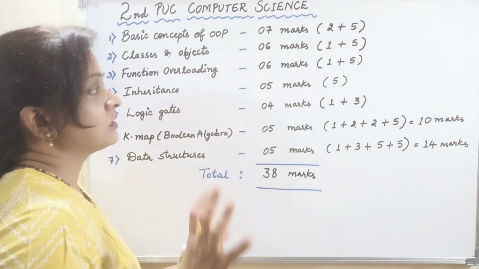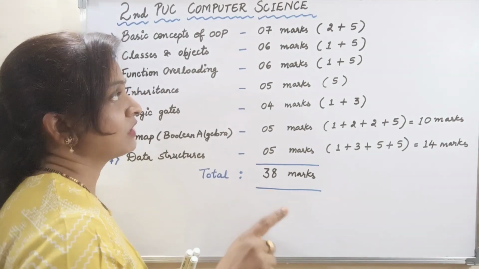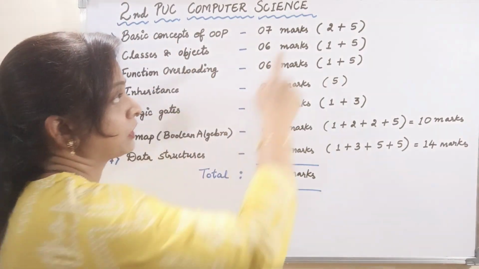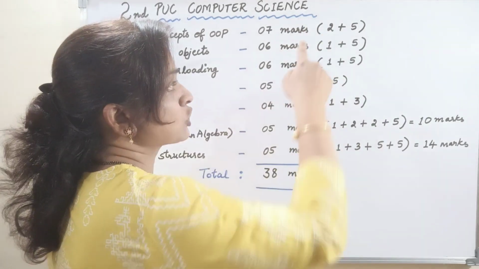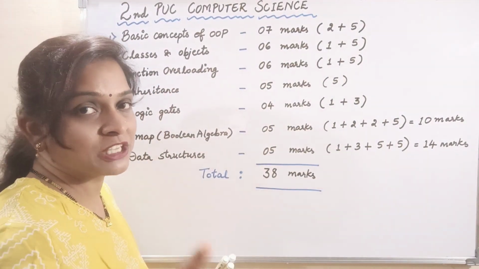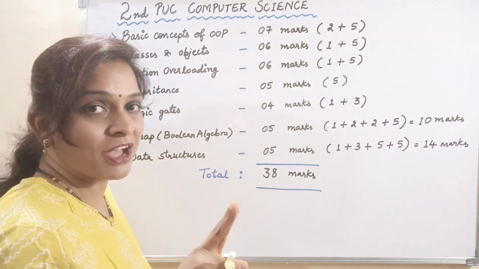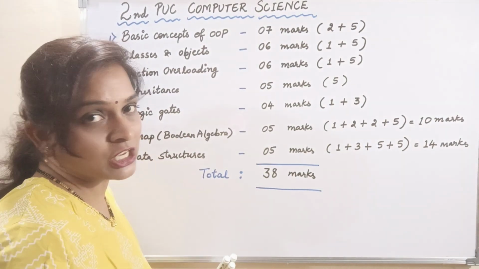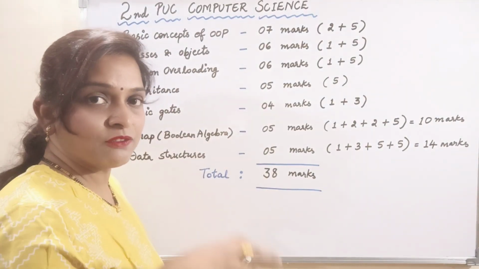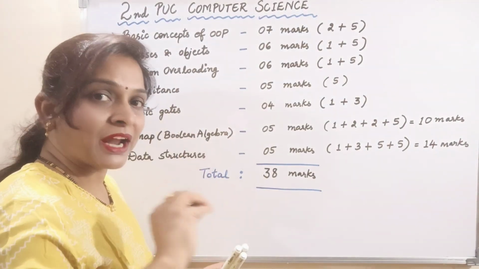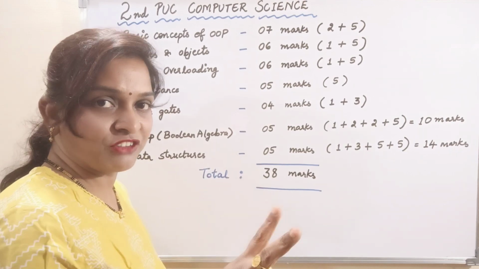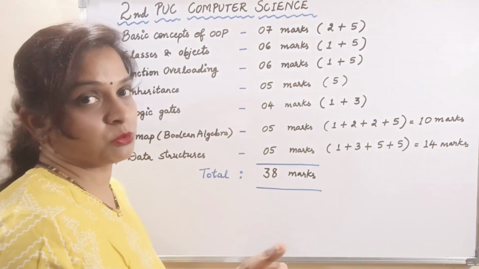The first chapter that you need to read, which will have 7 marks, is basic concepts of object-oriented programming. So you will have one question of 2 marks and one question of 5 marks. 2 plus 5, totally 7 marks. One 2 marks question and one 5 marks question. The next one is classes and objects. And even this, you can just practice all the syntax, some small examples and small definitions. You can somehow manage with it.